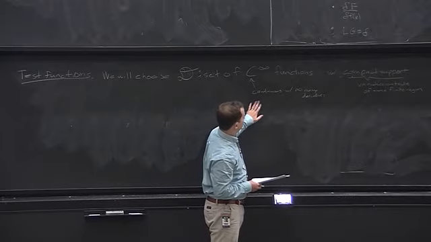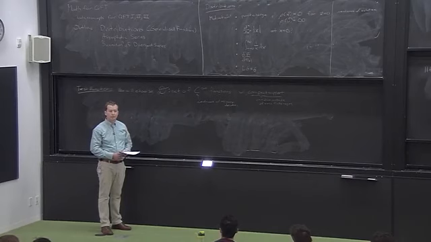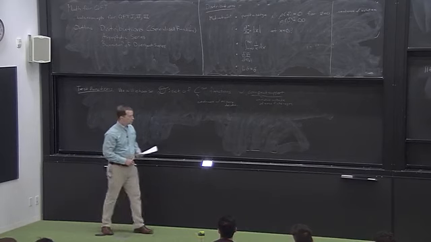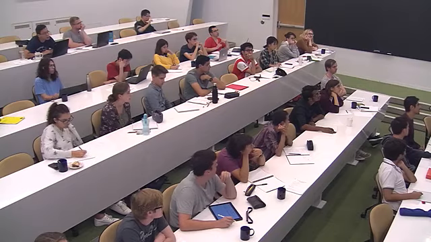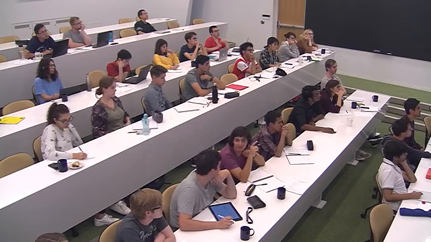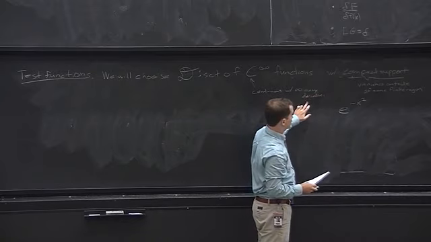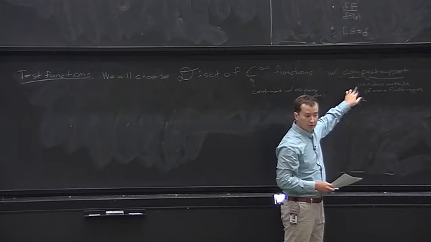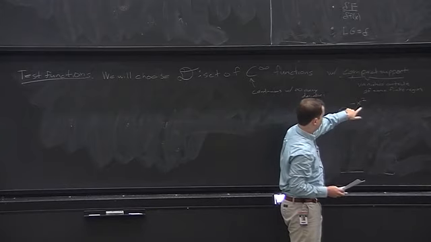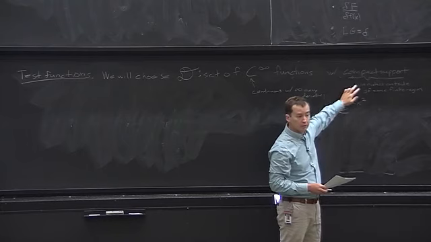So can anyone give me an example of a function in this space? E to the negative x squared. Okay, so that's certainly continuous with infinitely many derivatives. It goes to 0 as x goes to plus or minus infinity, but it doesn't vanish identically. So we want it to vanish identically.